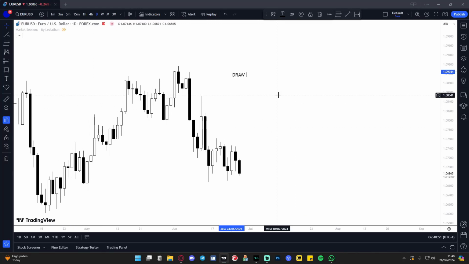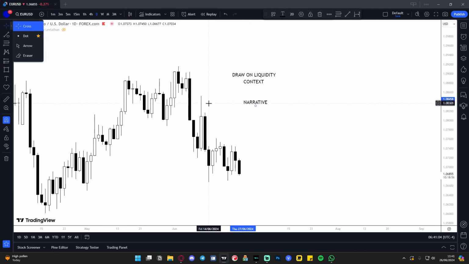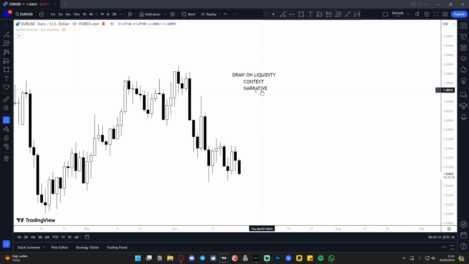So to summarize, you need to have a draw on liquidity, which comes from context of seeing what previous price action has done, and your narrative of how you are going to get to that draw on liquidity is what will constitute a trade setup. So this could be a liquidity sweep on the 5-minute, which then constitutes a market structure shift, and then after that happens, a retracement onto a gap, which is your entry.